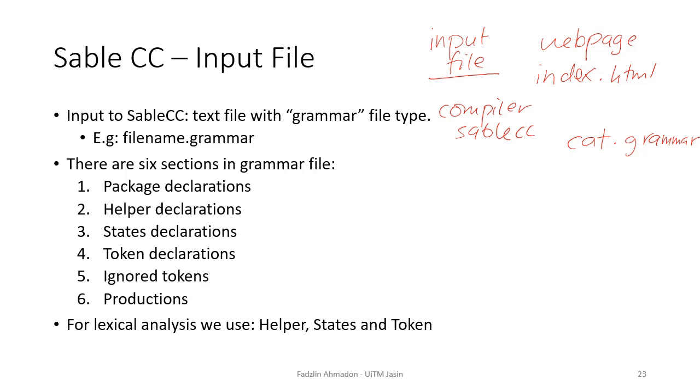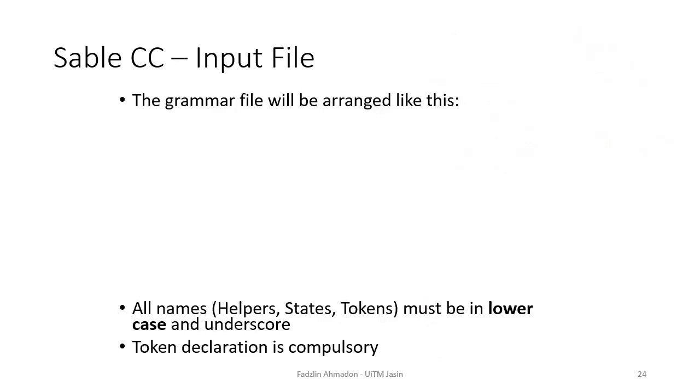Okay, so in this grammar file, which you can construct using Notepad, you can have 6 sections. For lexical analysis, we will specifically be using helpers, states and tokens. And in our tutorials, we will especially look at helpers and tokens. Okay, so a grammar file will be arranged like this.